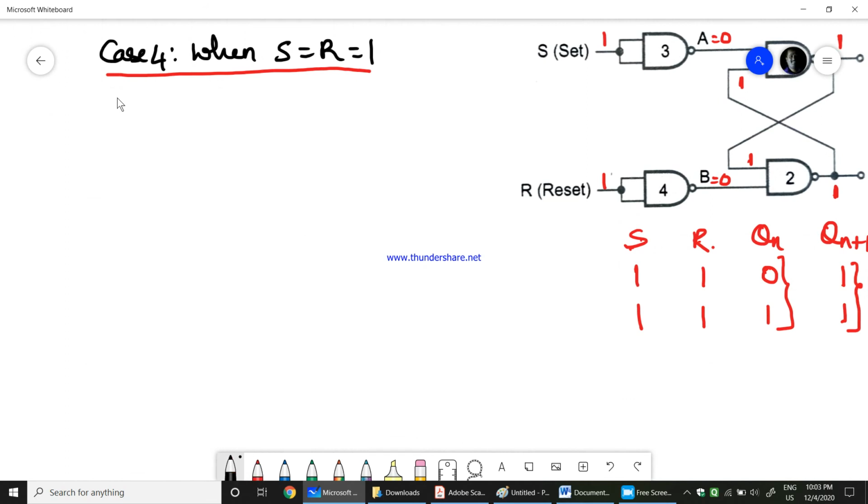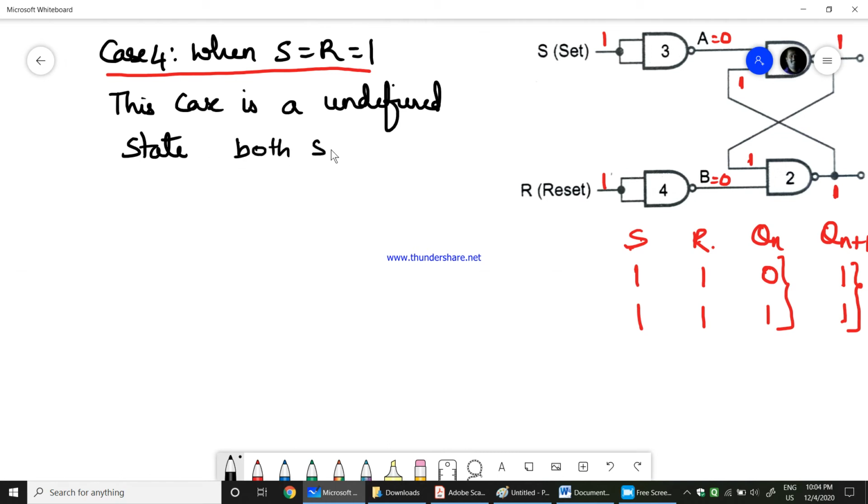This case is an undefined state. Therefore this case is an undefined state. The reason is both S, which is set, and R, which is reset, are equal to 1.